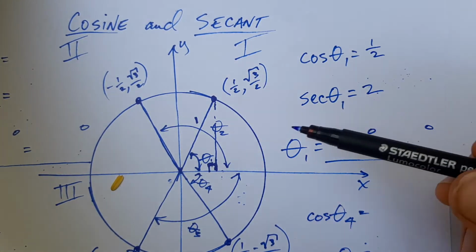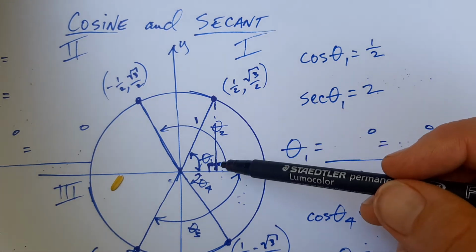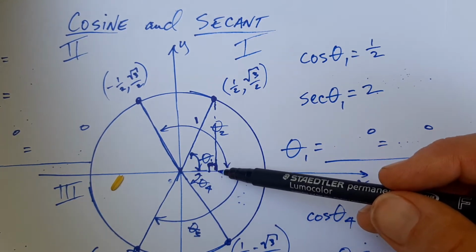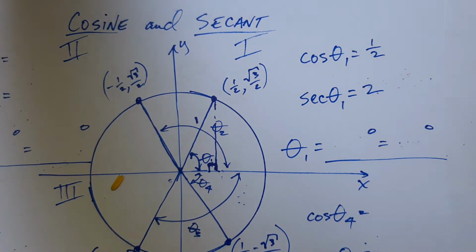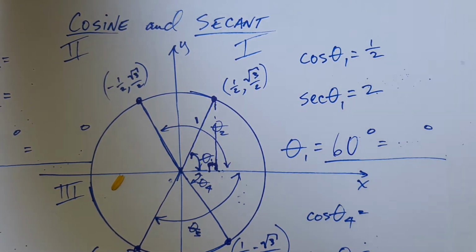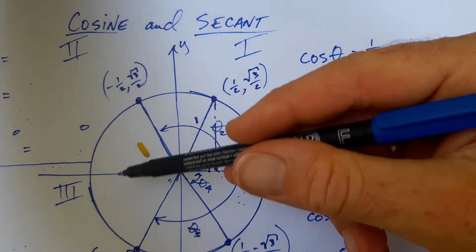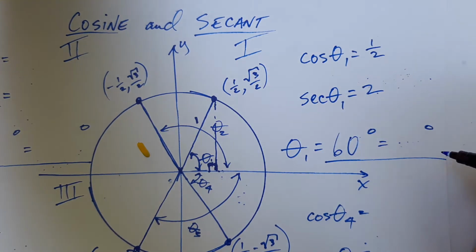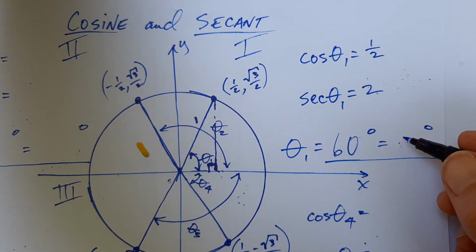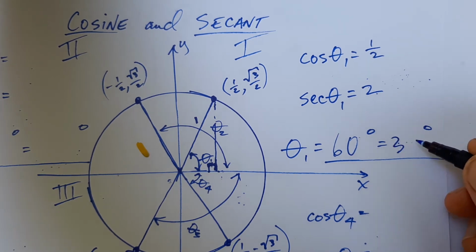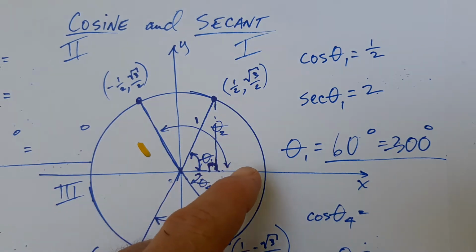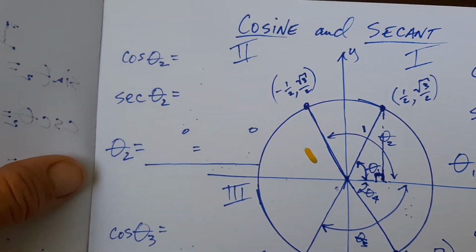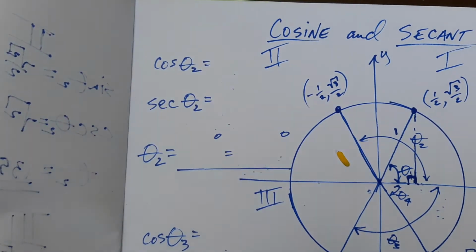And what's that angle? What is this triangle? If I've got a leg that's 1/2 of the hypotenuse, that has to be that special right triangle, 30, 60, 90. So this is 60 degrees, or 360 minus the 60, minus 300. So I could get there with 60 degrees, or if I turned minus 300 degrees. Okay, let's look at quadrant number 2.